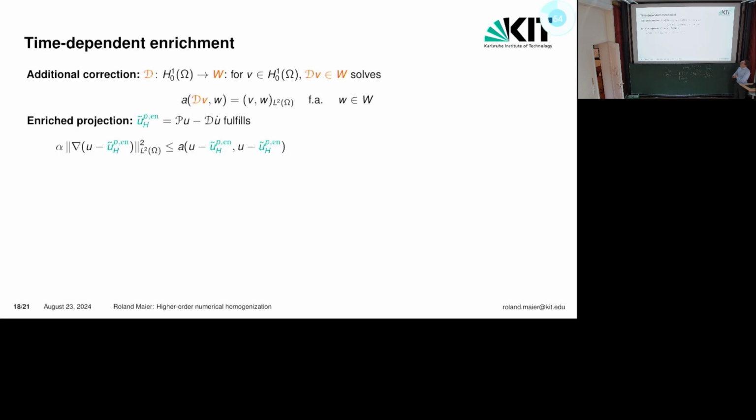So let's get back to my favorite proof. Well, I put just the U minus my enriched projection here, which I can compute at any time step if I have a solution. Again, I go to the A, and then I split. So the error contribution is of course U minus PU, one part, and then there's this DU dot part here.